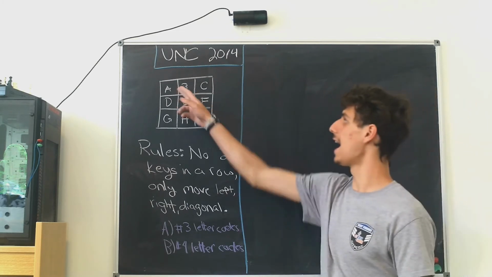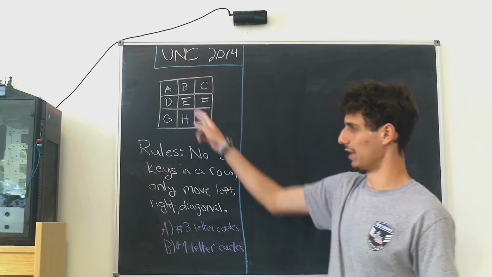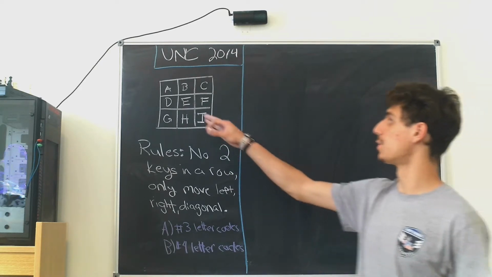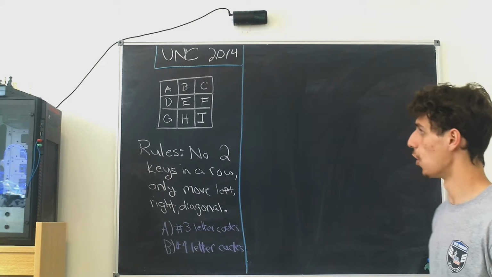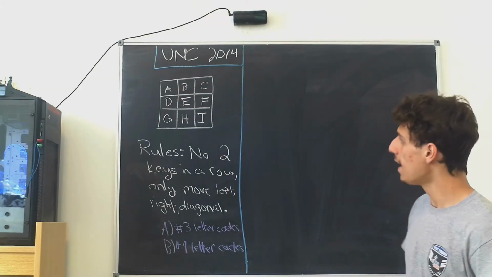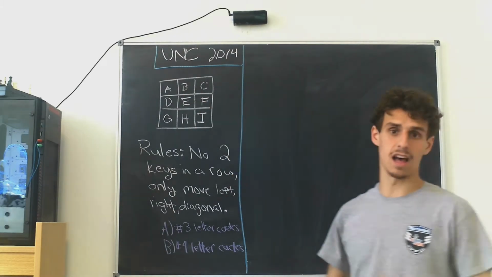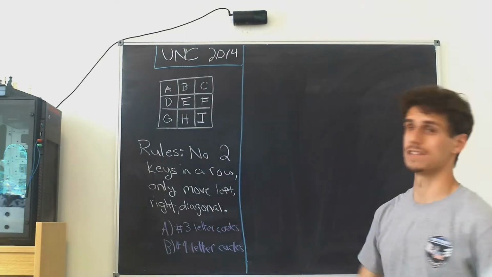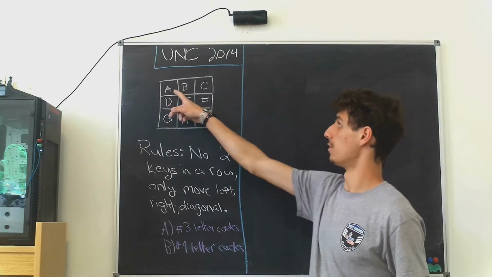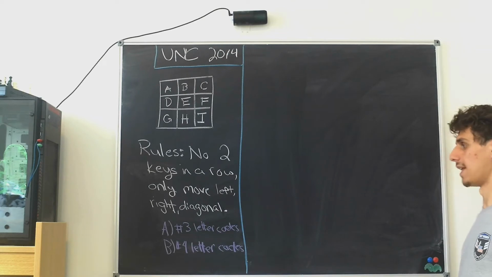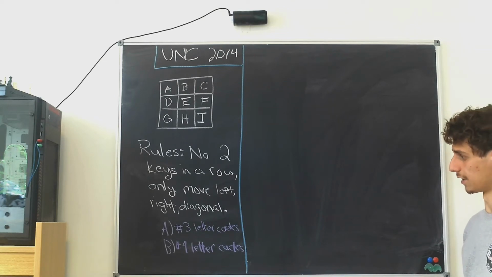So if we start with A, we can only move to B, D, or E as our next keys. And we also can't press A twice in a row. So the code A, E, C is completely fine. The code A, E is not fine because we'll have pressed 2 keys in a row. And the code A, C, F is not okay because there's no way for us to move from A to C. So let's jump into the first part of this problem that asks us to find the 3-letter codes.